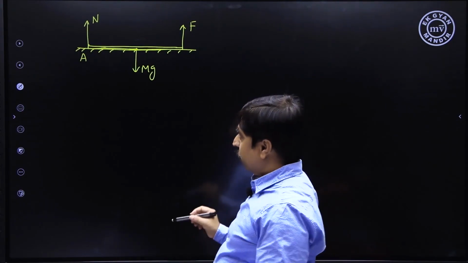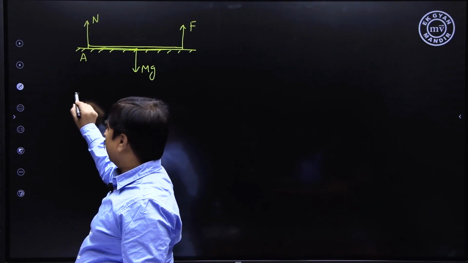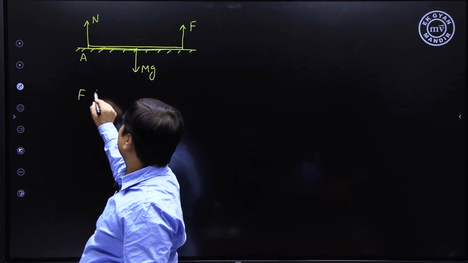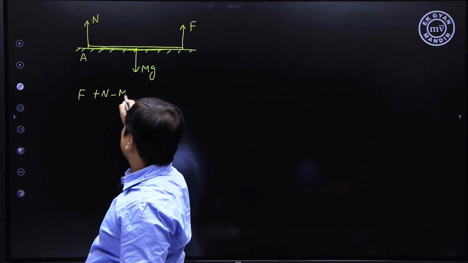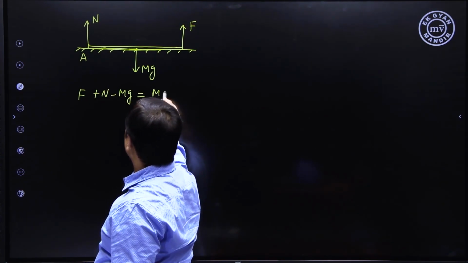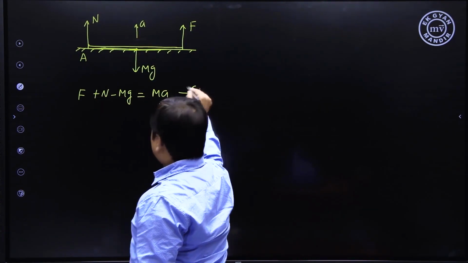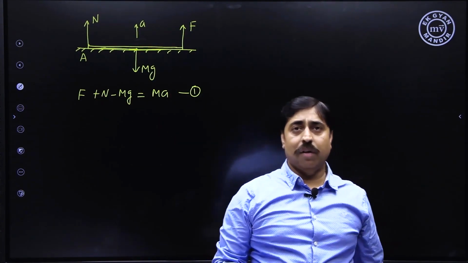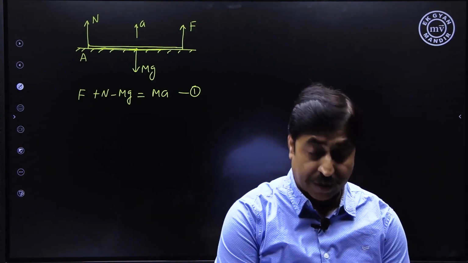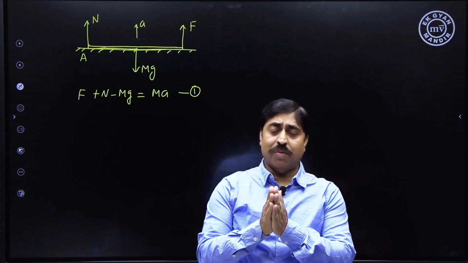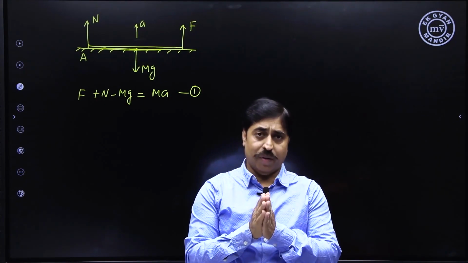Now the acceleration of the center of mass can be written as F plus N minus mg is equal to ma. Students, please understand, when you use Newton's second law of motion, F is equal to ma, F stands for the vector sum of all the external forces acting on the body, and a stands for the acceleration of the center of mass of the body.